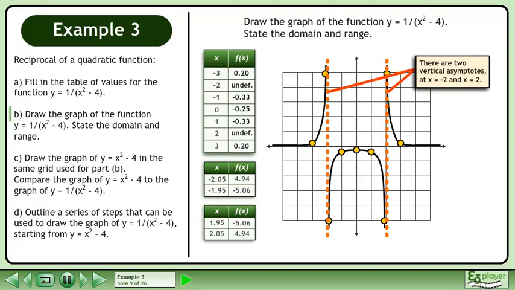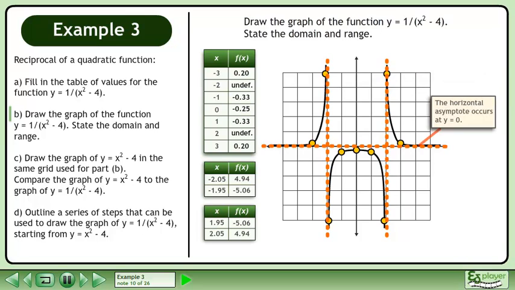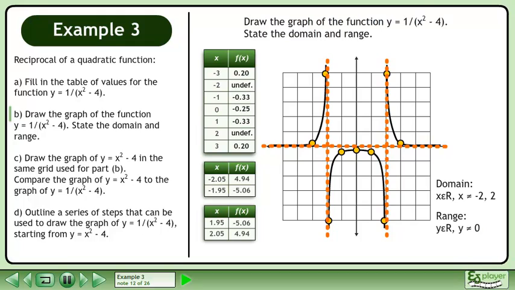There are two vertical asymptotes at x equals -2 and x equals 2. The horizontal asymptote occurs at y equals 0. The domain is x belongs to the set of real numbers with the restriction that x cannot equal -2 or 2. The range is y belongs to the set of real numbers and the y value will never equal 0.